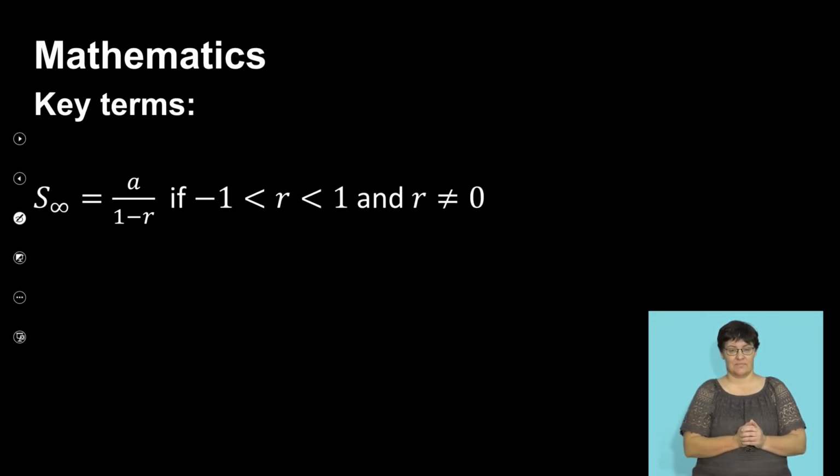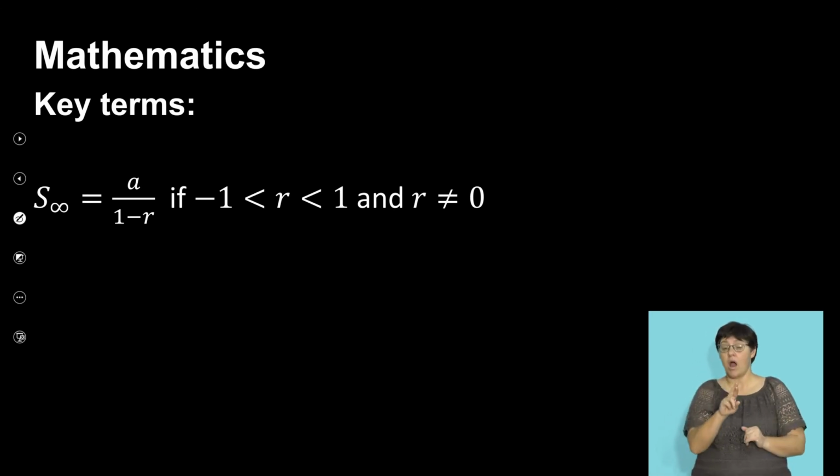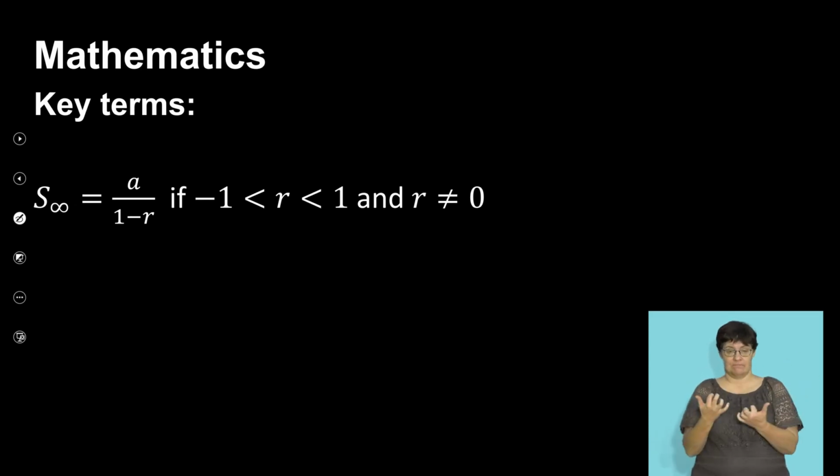The formula for the sum to infinity can be written as the sum to infinity is equal to a over 1 minus r, if my ratio is between -1 and 1 and r is not 0. So guys, just a reminder, this means that I will need my A as well as my R in order to calculate the sum to infinity.